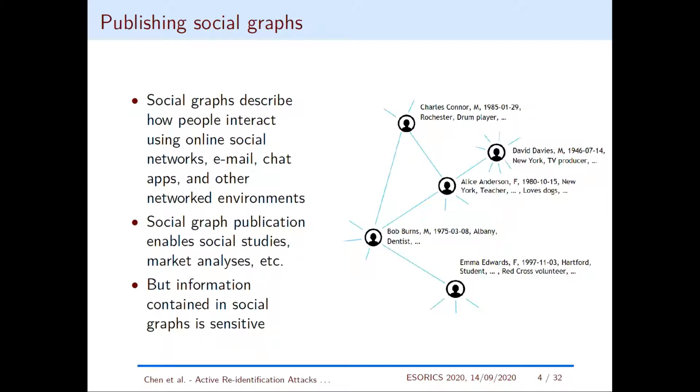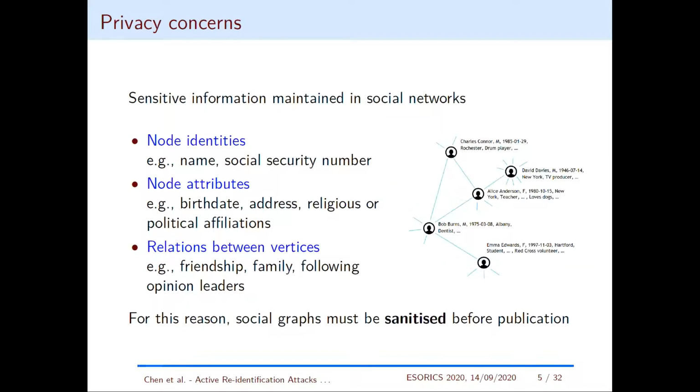But it is always necessary to consider that the information contained in social networks is sensitive. The types of sensitive information maintained in social networks may include the identity of the nodes, which is itself sensitive, for example, in dating apps, where some individuals may prefer that it is not known that they're members of the network. The node attributes, of course, are also sensitive in some cases, like the ones that have to do with the address, religious beliefs, and related sensitive information. And the relations between vertices may also be sensitive, depending on the type of relations that they represent.